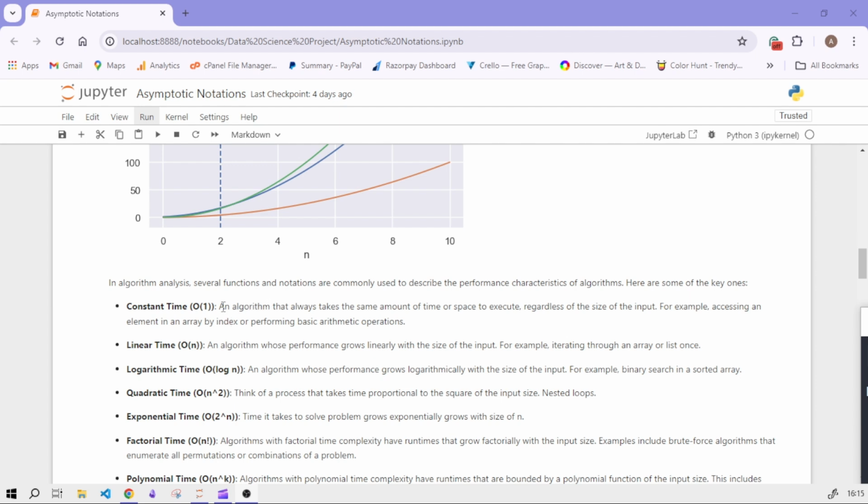So here, as you can see, it is a constant time. This means an algorithm that always takes the same amount of time or space to execute regardless of the size of the input. For example, accessing an element in an array by indexing or performing basic arithmetic operation. This means if you're taking any element in an array, then it will take the same amount of time no matter what is the input size. Even if you increase the input size, it will take the same amount of time.